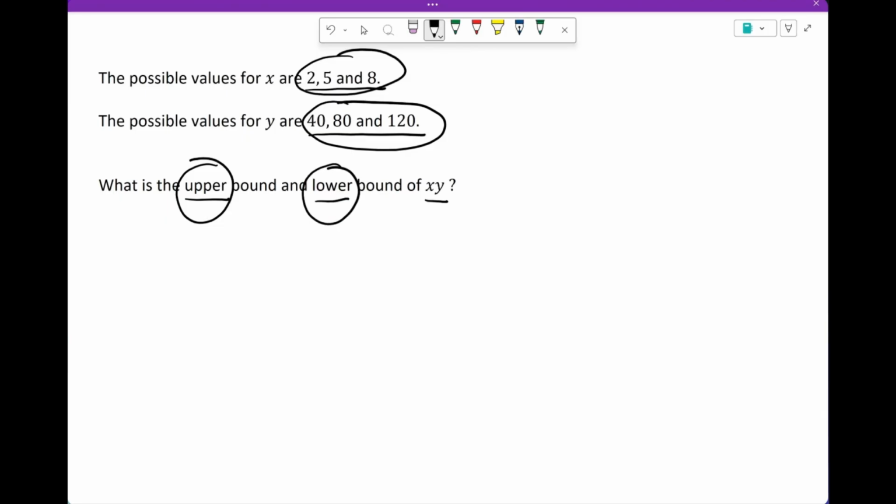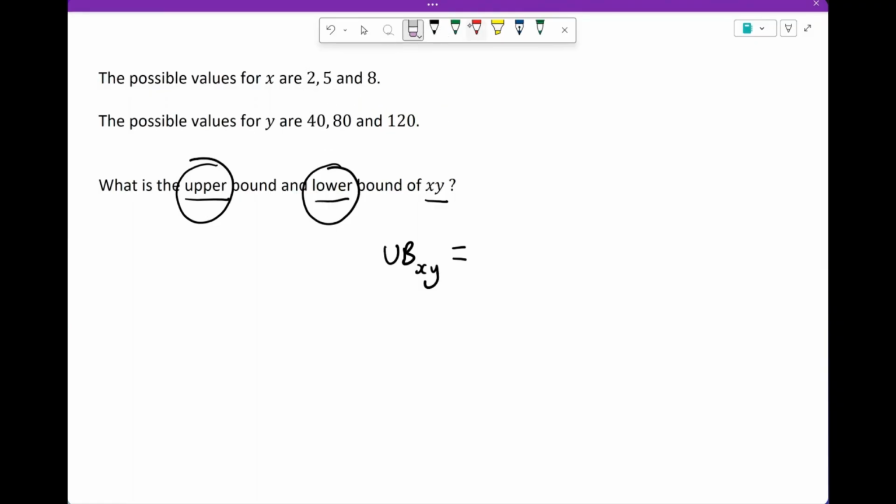So let's start by considering our upper bound. So I'm just going to write upper bound and then xy and then equals to. And I need to pick one value for x and one value for y that's going to get me the largest result for x multiplied by y. So logically, that's going to be the largest number for x, which would be 8, and the largest number for y, which is going to be 120. Because if I multiply them two together, so do 8 times 120, well, that's going to give me 960. And there's no way you're going to beat that value using a different pair of values of x and y, because the other values are smaller.